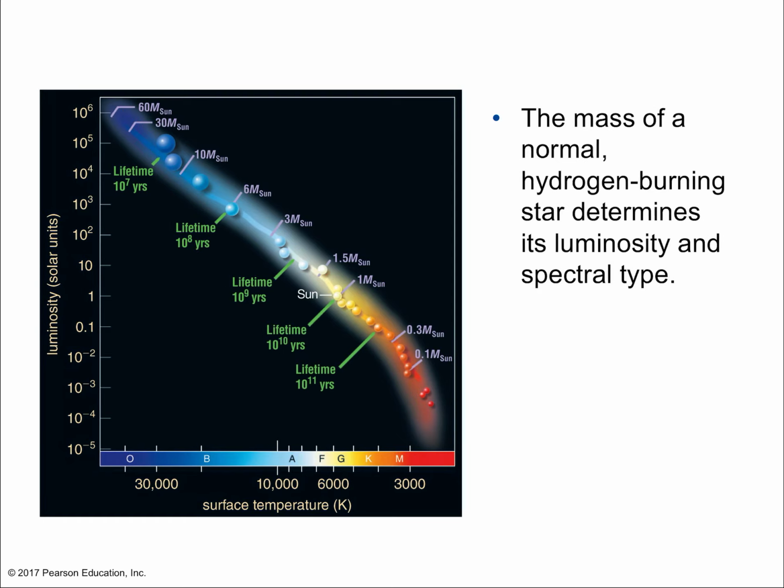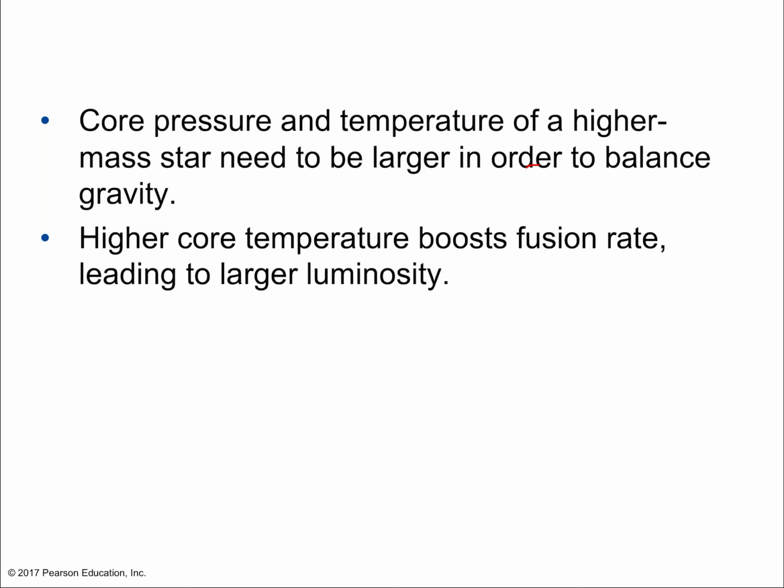The mass of a normal hydrogen-burning star determines its luminosity and spectral type. Absolutely. And a normal hydrogen-burning star, that's code for main sequence star. The ones we're showing here. And that's everything that isn't a giant or a white dwarf, right? So core pressure and temperature of a high mass star need to be larger in order to balance the gravity. So the high core temperature boosts fusion rates, leading to larger luminosities.